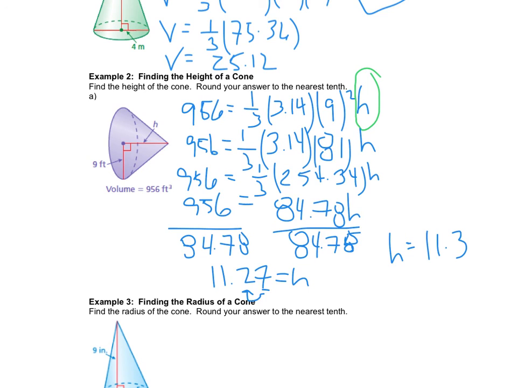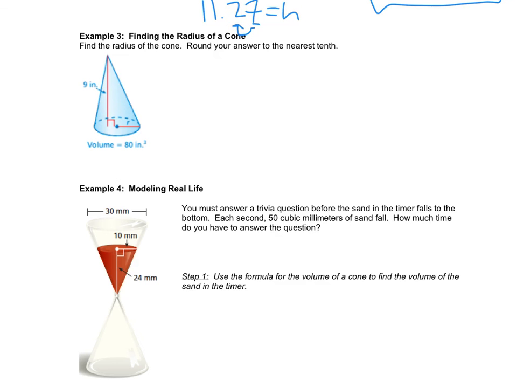We're dealing in feet this time. And because it's a single measurement, it is not squared or cubed. It is just 11.3 feet. On this one, we're now finding the radius. So again, looking at the information we have, we do have the volume, which is 80. We do have the height. But what we don't have is the radius.